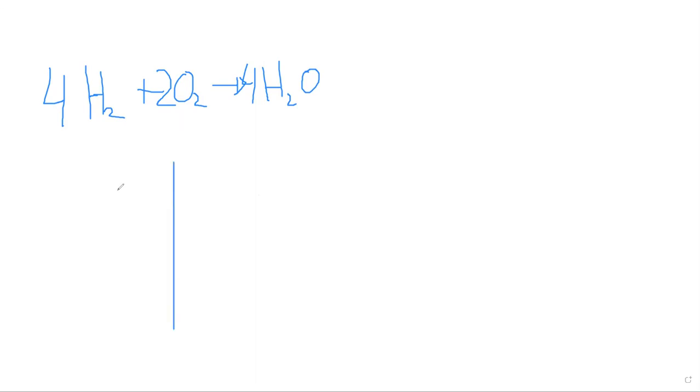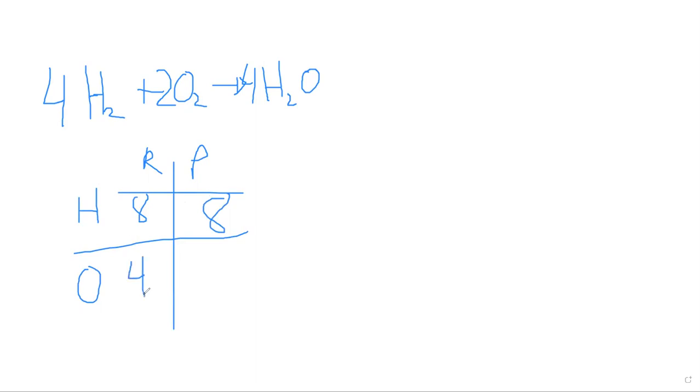So let's do our little chart here and make sure. Got hydrogen, got oxygen, right? My reactants, my products. 4 times 2 gives me 8 hydrogens. 4 times 2 gives me 8 hydrogens. 2 times 2 gives me 4 oxygens. 4 times 1 gives me 4 oxygens. Technically, this is balanced. But what do you notice about all of the coefficients?